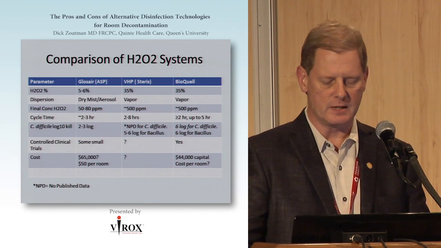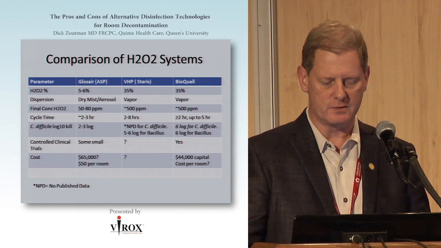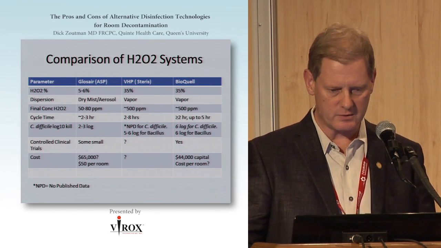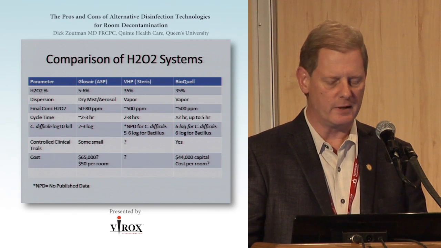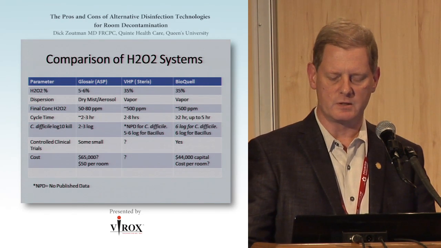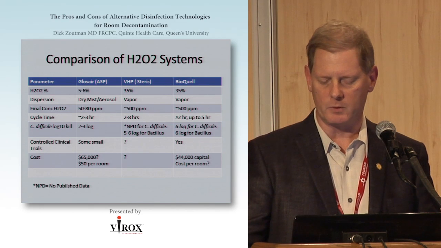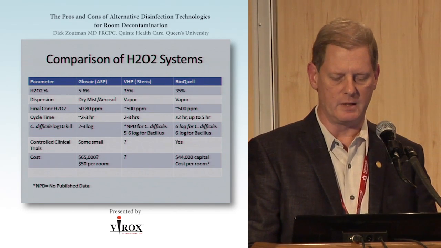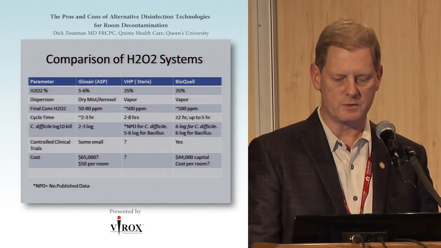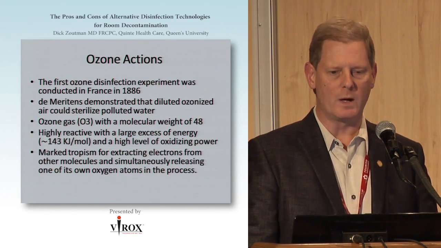You can see the cost again. I understand that the cost for the Glossair system is in the $60,000 range, about $50 a room to treat. I could find no data regarding the VHP Steris system. For Bioquell, again, comparable capital cost around $44,000, but I wasn't able to find data on the actual room treatment costs. But what about ozone?